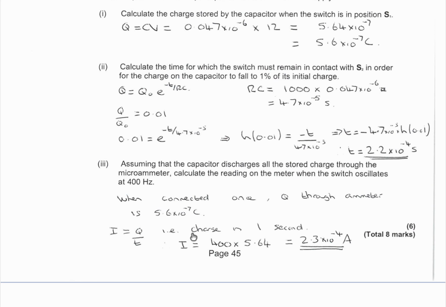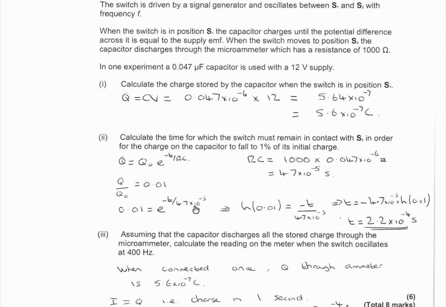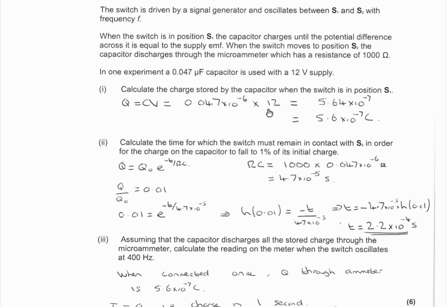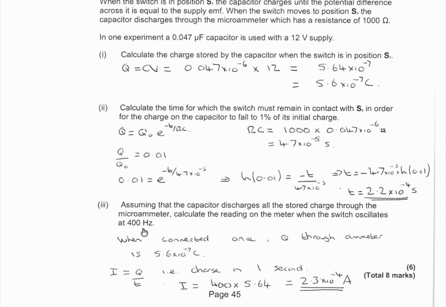Now, we're told in the question up here that the frequency of this signal generator, which makes the switch flick backwards and forwards, is 400 hertz. In other words, it flicks backwards and forwards 400 times in every second. So what that means is that this capacitor charges up and discharges 400 times every second. So actually, in every second it will discharge 400 lots of this.